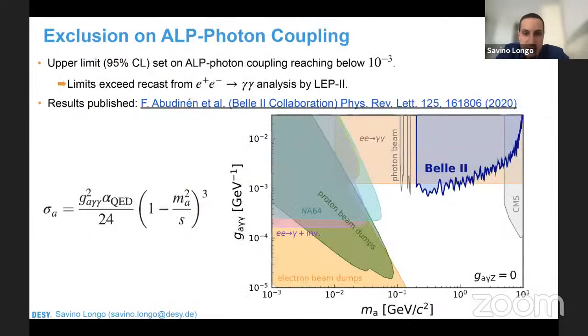We then translate these limits into exclusions on the ALP mass versus ALP gamma-gamma coupling parameter space. This is what's shown on the right-hand side of the slide. You can see Belle 2, where we've covered a region which was previously covered by a recast of an old LEP analysis. So now we've performed a direct search in this region and also extended a bit beyond this, where we're reaching ALP-photon couplings of 10 to the minus 3. The results of this analysis were also published in Physical Review Letters, as referenced on the slide.